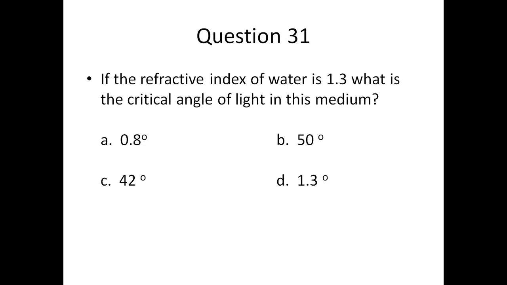Question 31. If the refractive index of water is 1.3, what is the critical angle of light in this medium? Is it A, 0.8 degrees, B, 50 degrees, C, 42 degrees, or D, 1.3 degrees?